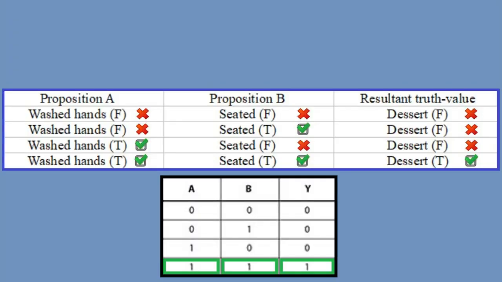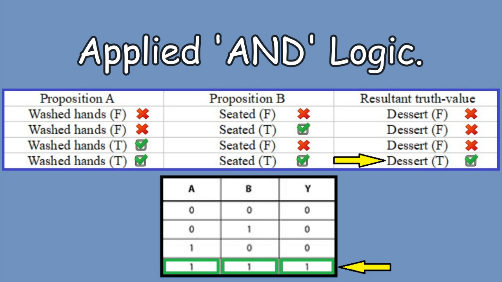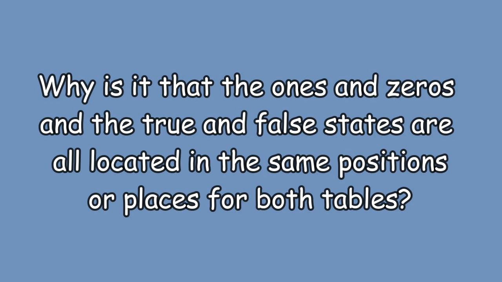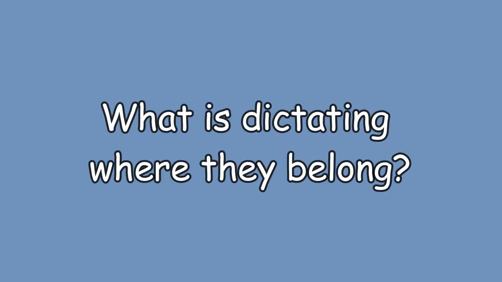Comparing Billy's truth table with the light bulb truth table, we discern that the outcome of both scenarios are the same as a result of being dictated by AND logic. Yes, the type of logic dictates the outcome. But why is it that the ones and zeros and the true and false states are all located in the same positions or places for both tables? What is dictating where they belong?